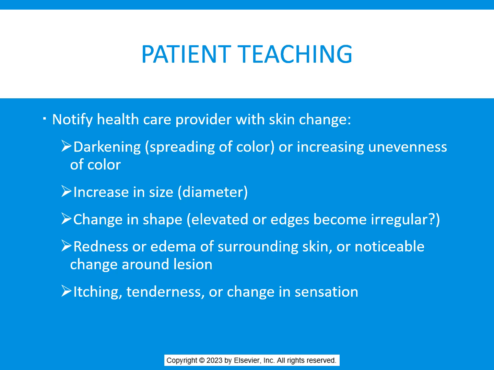Lesions should be assessed using the ABCD acronym. A is looking at the symmetry. Is it asymmetrical? B is looking at borders. Are the borders of the lesion irregular? C is for color. Is there any color change? And D is for diameter. Has the diameter changed and grown by 1/4 of an inch?